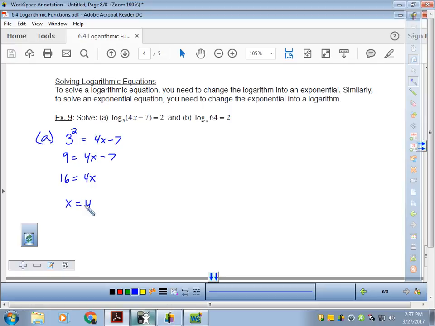And again, you want to check yourself, make sure it's okay. So if we take 4 and plug it in, 4 times 4 is 16. 16 minus 7 is 9. 9 is a positive number, so that's okay. That answer is fine.